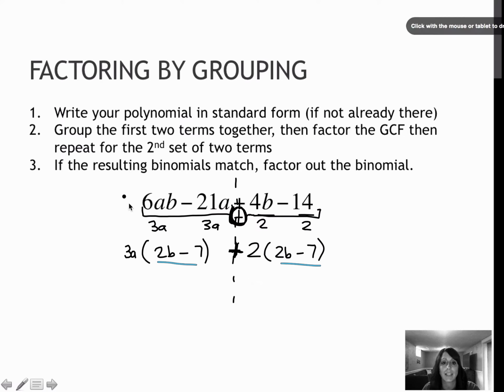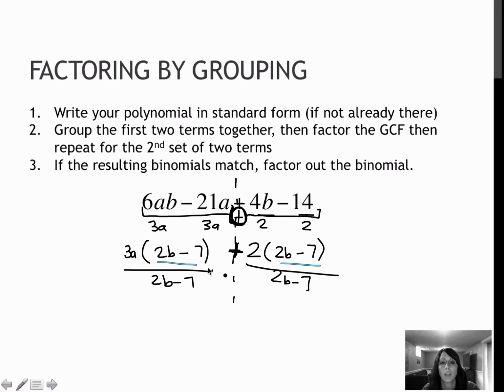So remember that next step, if we have a common factor, we divide by it. And I can divide this by 2b minus 7 and be left with 3a. And I'm going to divide this by 2b minus 7 and be left with 2. And then don't forget to put my common factor of 2b minus 7 out front.